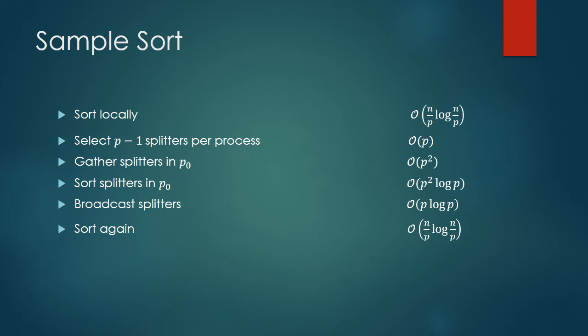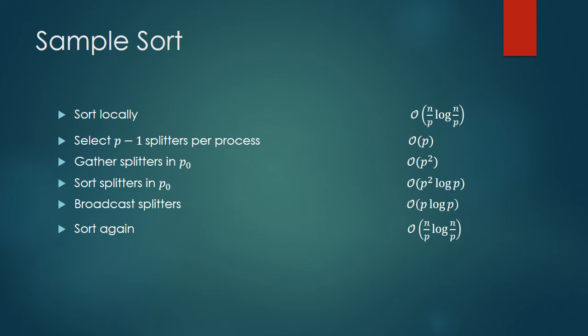Gathering the splitters on a single process, if you decide to do that, is order P squared. Is that clear why? You're gathering P from each, so the single process is still gathering P squared. So there is a sorting that is going to be P squared log P.